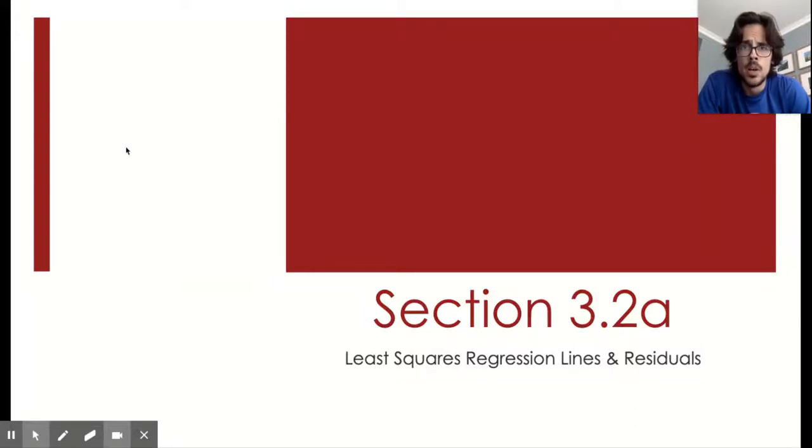Section 3.1 was all about the general characteristics of a scatter plot and how you describe two quantitative variables and their relationship. In 3.2, we're going to learn how you use a line of best fit to do a lot more in terms of analyzing quantitative data.